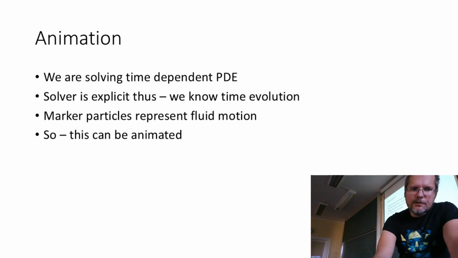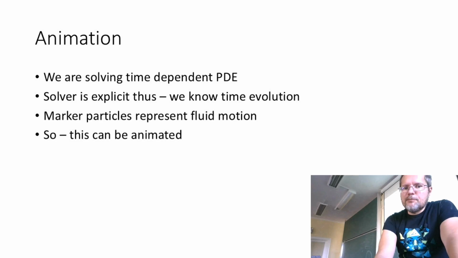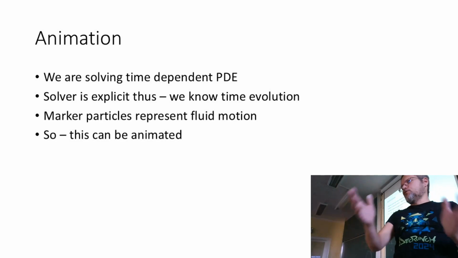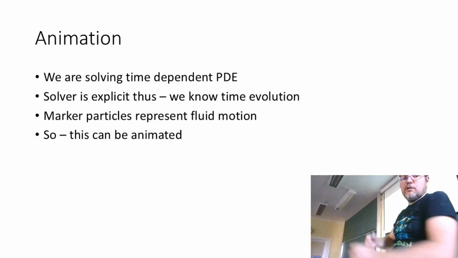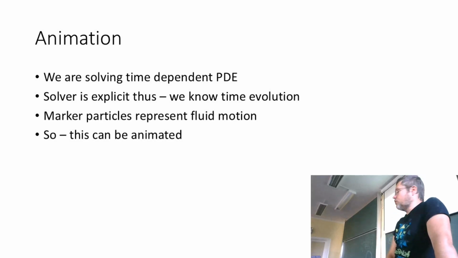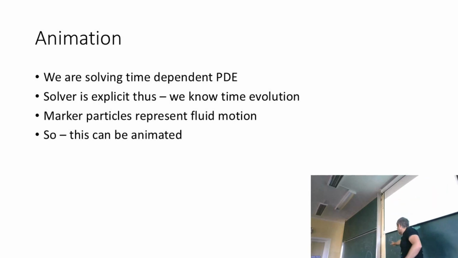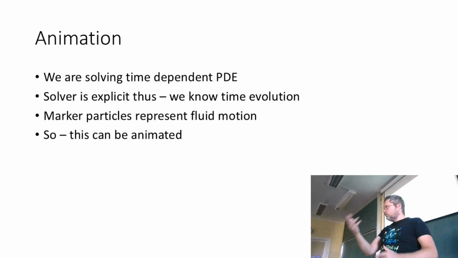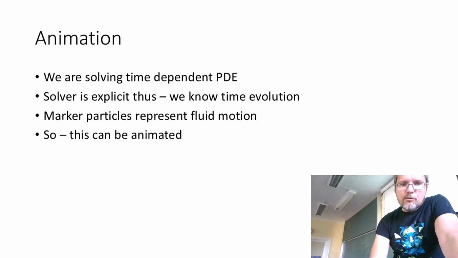Okay, and now we are solving the time-dependent equation. The solver is explicit again, so we know the time evolution. Step by step, we know the new time, and the markers are representing fluids, so they can also be used for visualization. I use those markers and directly draw them. I don't use them only to define where the fluid is existing, but also to make the visualization. So that's how it looks.